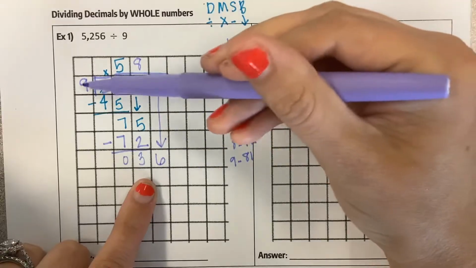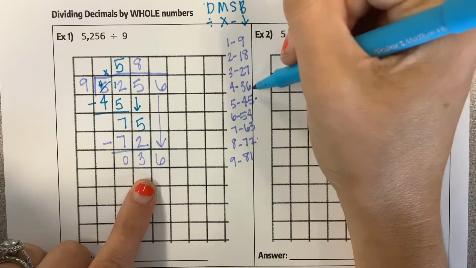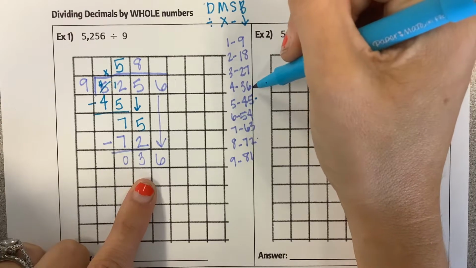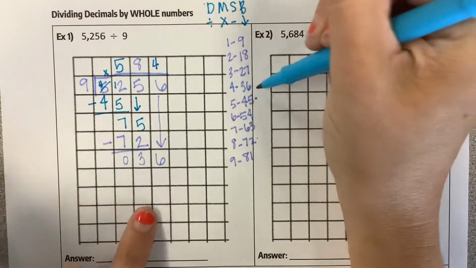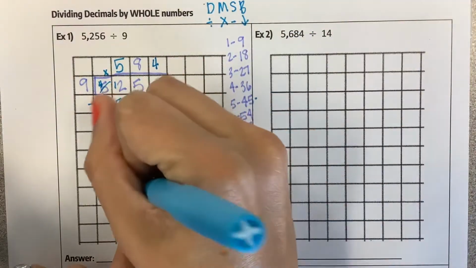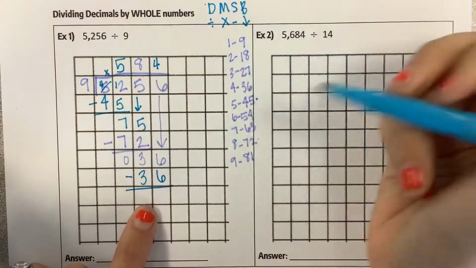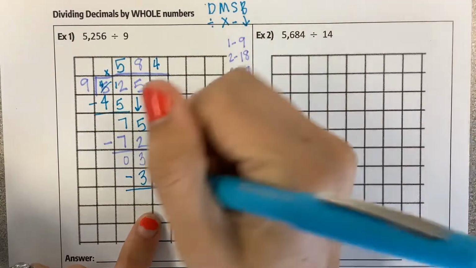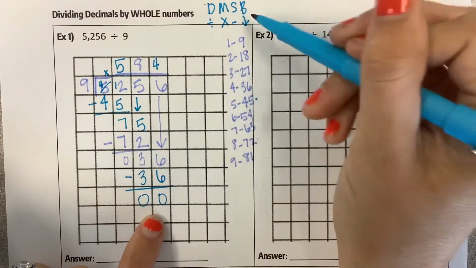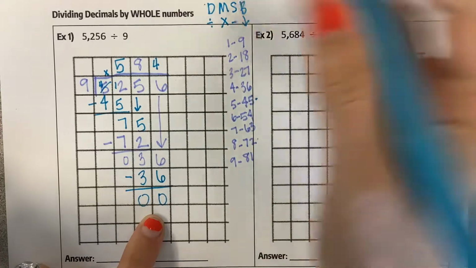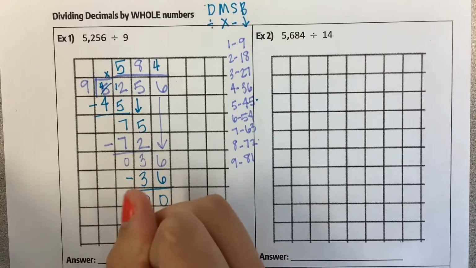Now we're looking at how many times does 9 go into 36. So 9, 18, 27, 36, exactly 4 times. So we multiply. 9 times 4 is 36. Next step is to subtract. 36 minus 36, well, 6 minus 6 is 0. 3 minus 3 is 0. We get a remainder of 0, and we have nothing that we need to bring down. So that means this is our answer, 584.